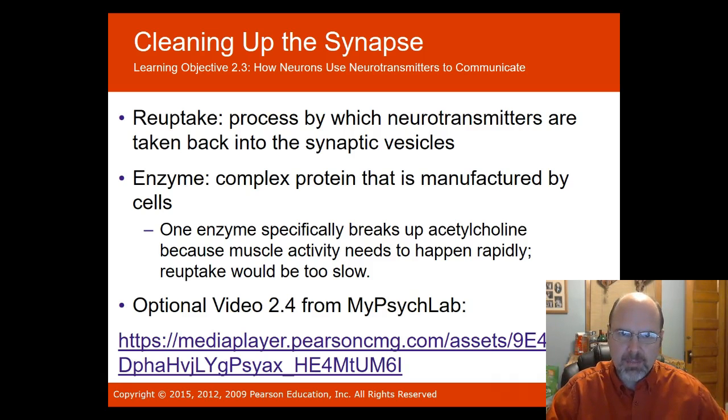An enzyme is another way of cleaning up the synapses. It's a complex protein that's manufactured by cells. It specifically breaks up the acetylcholine because muscle activity needs to happen rapidly. Reuptake is basically too slow. There's a video here that shows a little bit about that process.